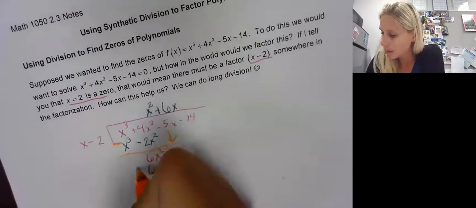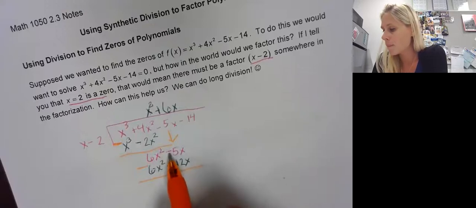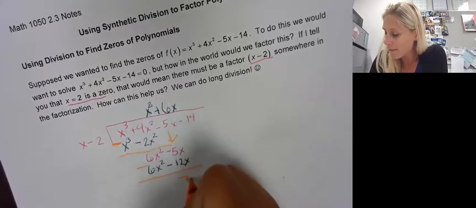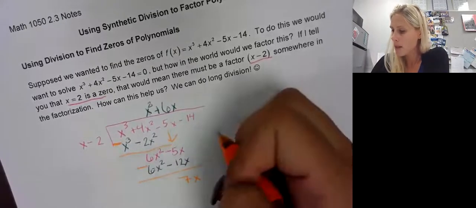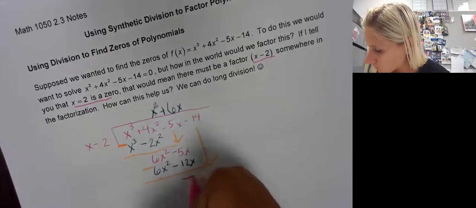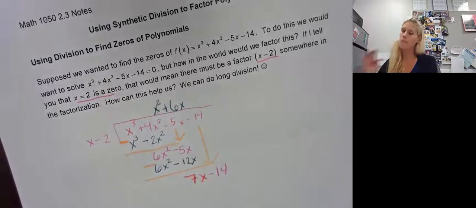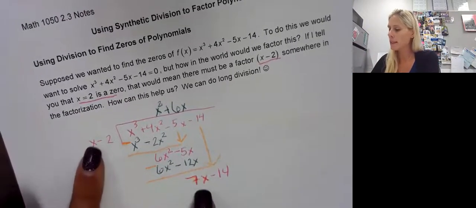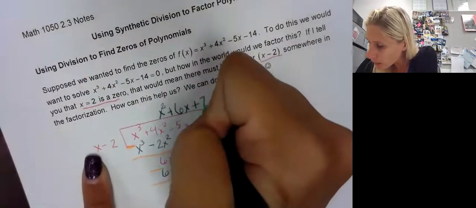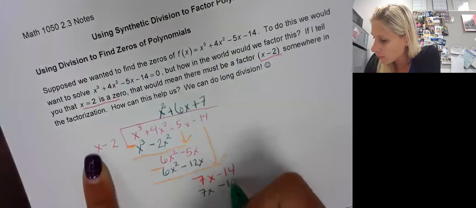After we multiply, we subtract. Makes sense because those cancel, but be careful with your integers here. Negative 5 minus negative 12 is a positive 7, and then we're dealing with x's. We need to bring down that negative 14. Okay, one more time. What do you multiply x by to get to 7x? You multiply by 7. 7 times x is 7x. 7 times negative 2 is negative 14.